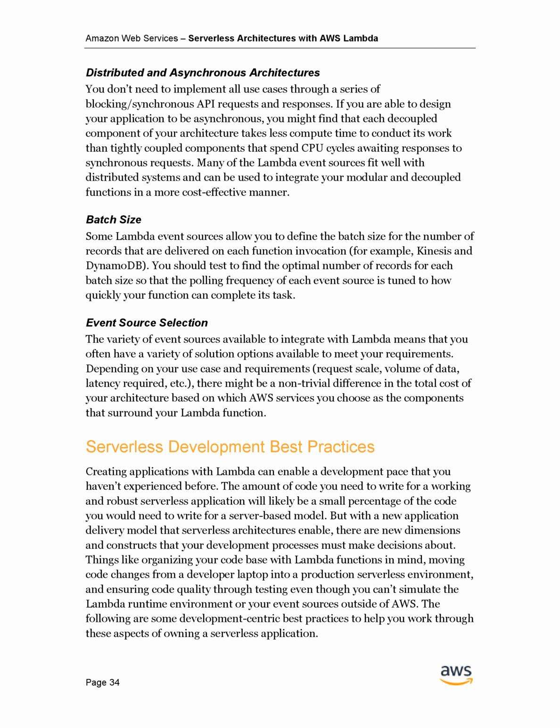Event source selection. The variety of event sources available to integrate with Lambda means that you often have a variety of solution options available to meet your requirements. Depending on your use case and requirements, request scale, volume of data, latency required, etc., there might be a non-trivial difference in the total cost of your architecture based on which AWS services you choose as the components that surround your Lambda function.